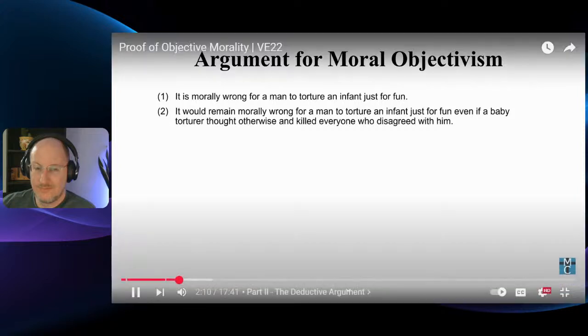Premise 2. It would remain morally wrong for a man to torture an infant just for fun, even if a baby torturer thought otherwise and killed everyone who disagreed with him.